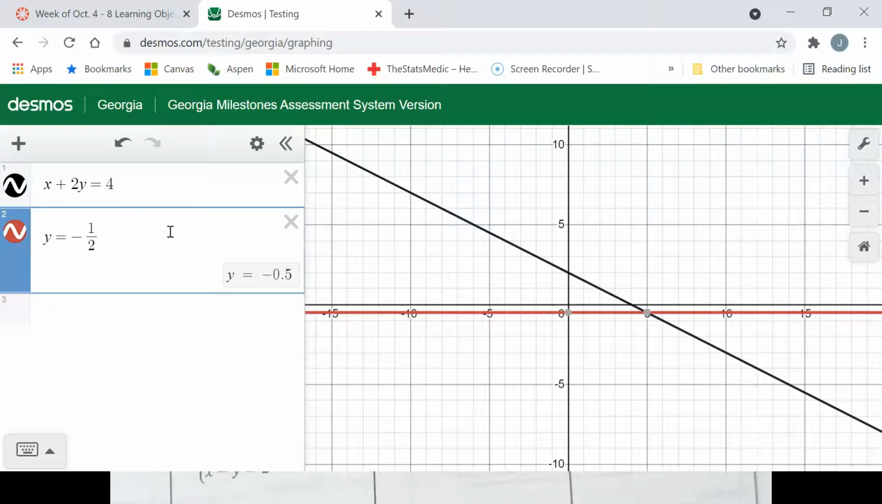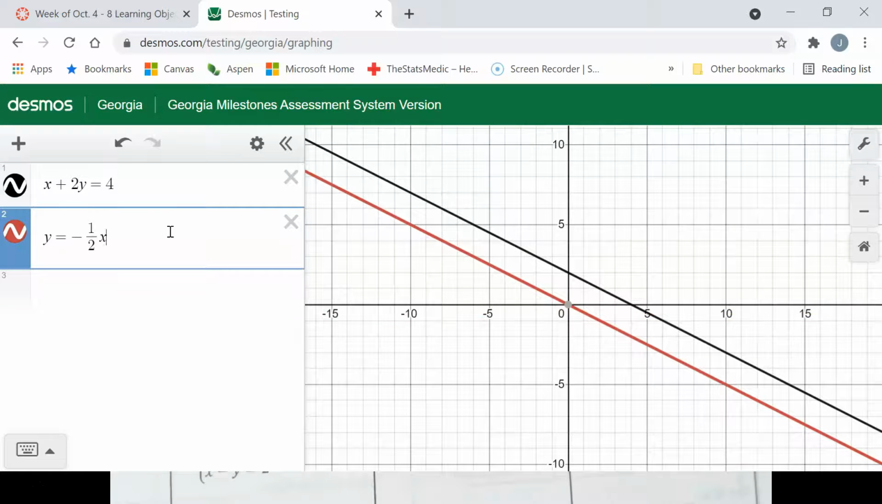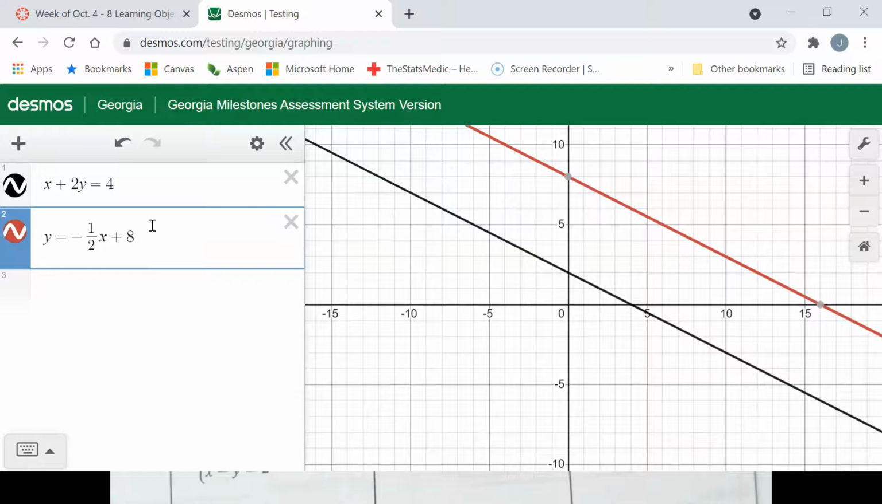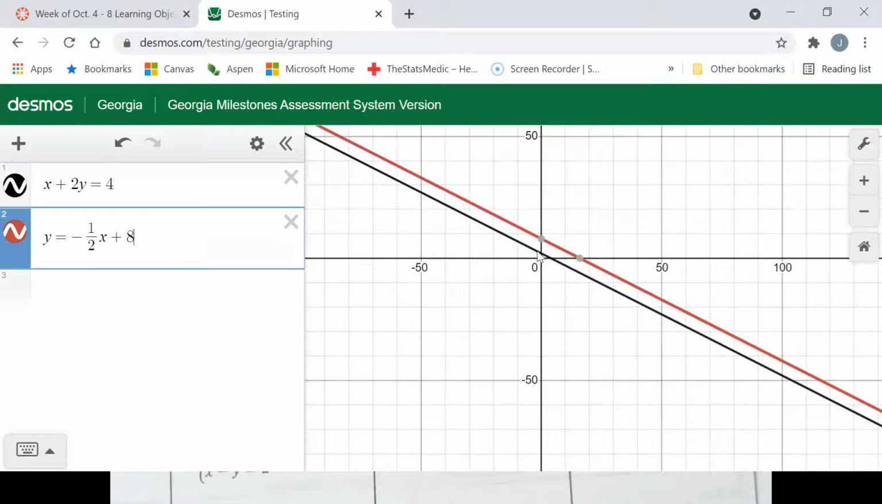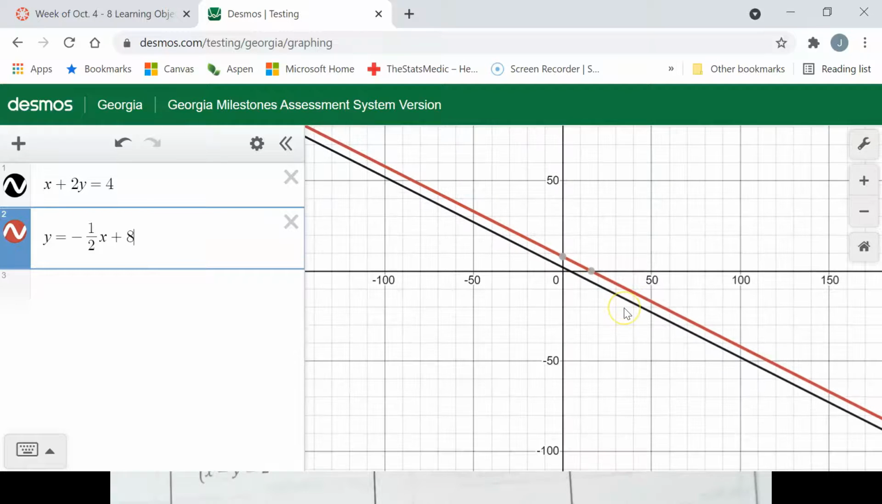Make sure you come out from the denominator to put the x in, plus 8. Okay, so now looking at that, they're not crossing. So I'm going to scroll out a little bit. I'm going to go way out. And you notice how the distance between the two lines is not changing?